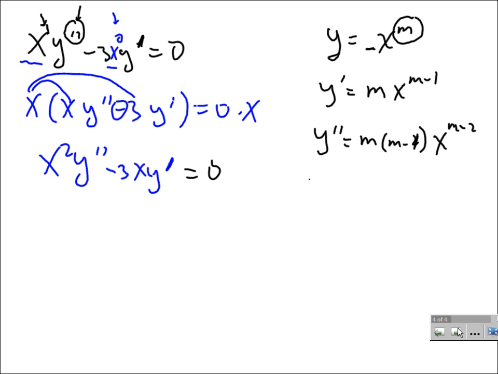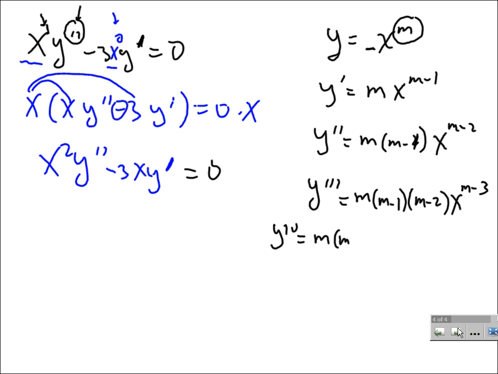For the record, if you had y triple prime, three numbers come in front. M, minus 1, that's the second number, so one more, m minus 2. If you had the fourth derivative, four numbers come in front. M, one less, keep going until you wrote down four numbers. 1, 2, 3, 4. x to the n minus 4.